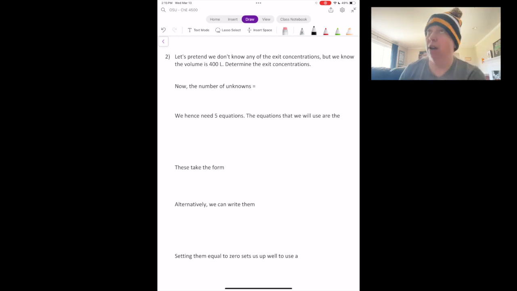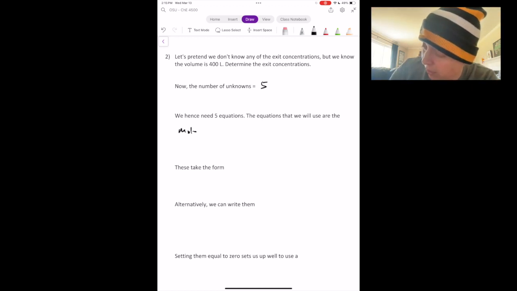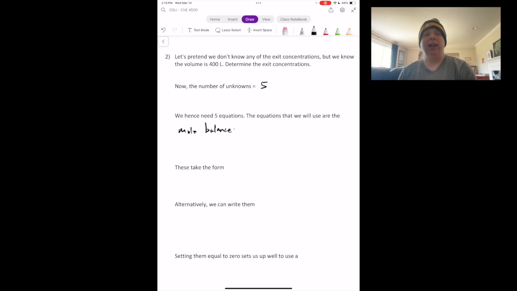So now our number of unknowns is different. In this case, the number of unknowns is equal to 5: concentration of A, concentration of B, concentration of C, concentration of D, concentration of E. That's 5. We hence need 5 equations, and those equations are going to be the mole balances for those different species. So we're going to have to write one mole balance for each of them. That's going to give us our 5 equations. This is another reason why solving in terms of conversion does not work. If I write an equation in terms of conversion, that gives me 1 equation, but I need 5. So the conversion equation isn't enough.